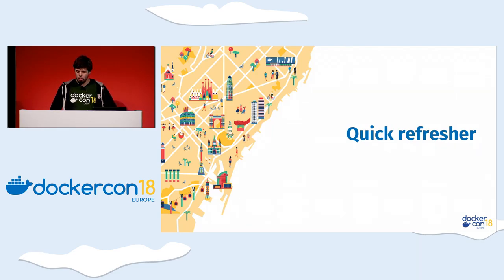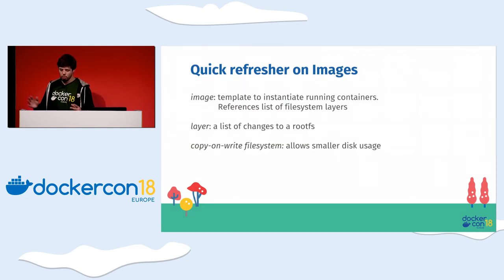Before I hand it over to Sebastian, I want to do a quick refresher on some of the terms. So let me define a couple of terms here. An image essentially is a template for running containers, and it references a list of layers. All an image is really is some config and a rootfs, and the rootfs is itself constituted by multiple layers. A layer is essentially just some changes in the file system, in the rootfs.